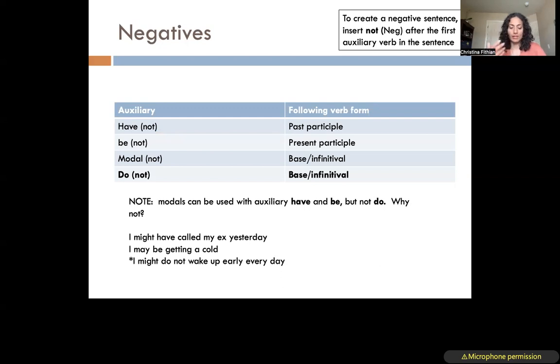Okay, so here are some examples. So I can say, I might have called my ex yesterday. That's unfortunate. But see, I've got my modal auxiliary, and I have, and that's okay. I can say, I may be getting a cold. That's okay, grammatically acceptable. But I cannot say, I might do not wake up early every day. That's ungrammatical. So the question is, why can't we use might, a modal, with do?